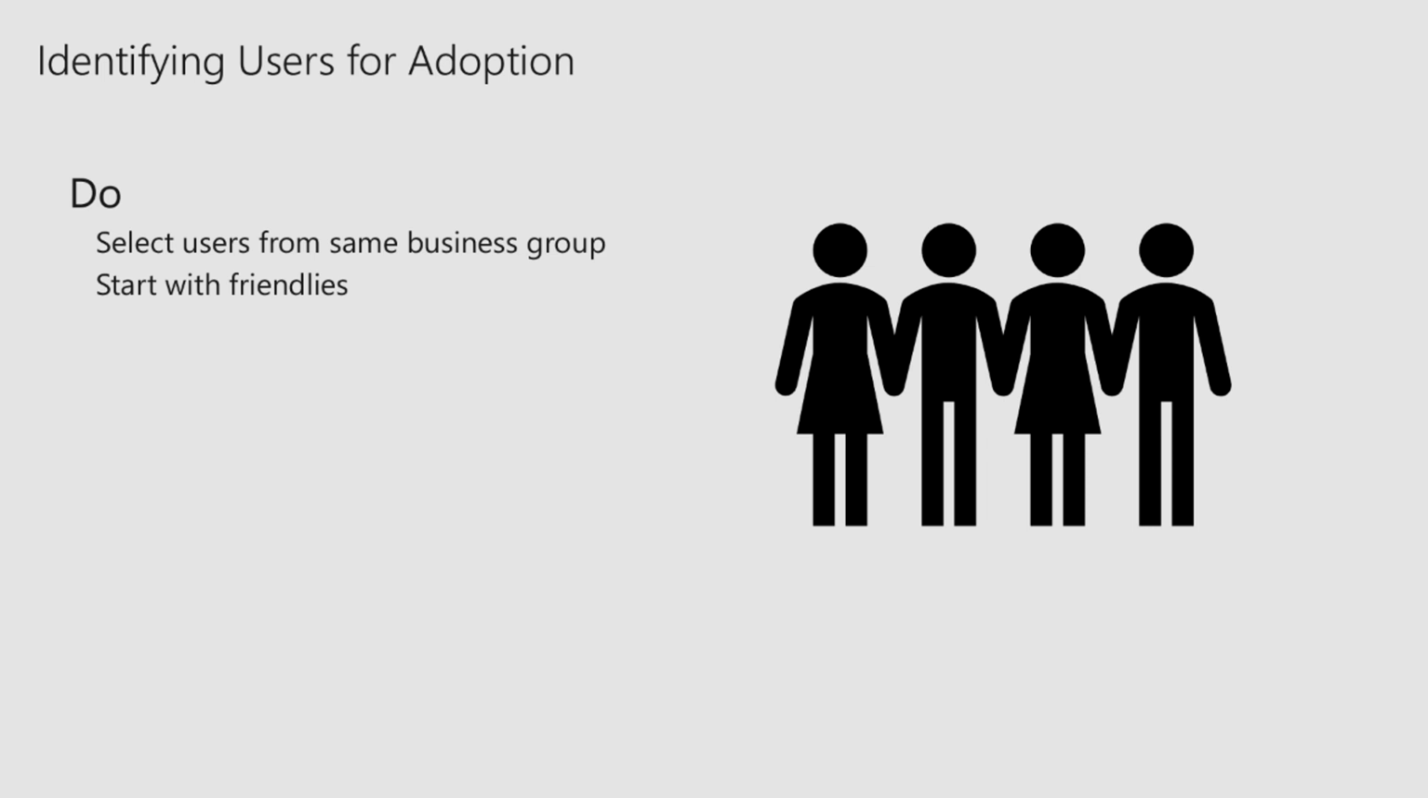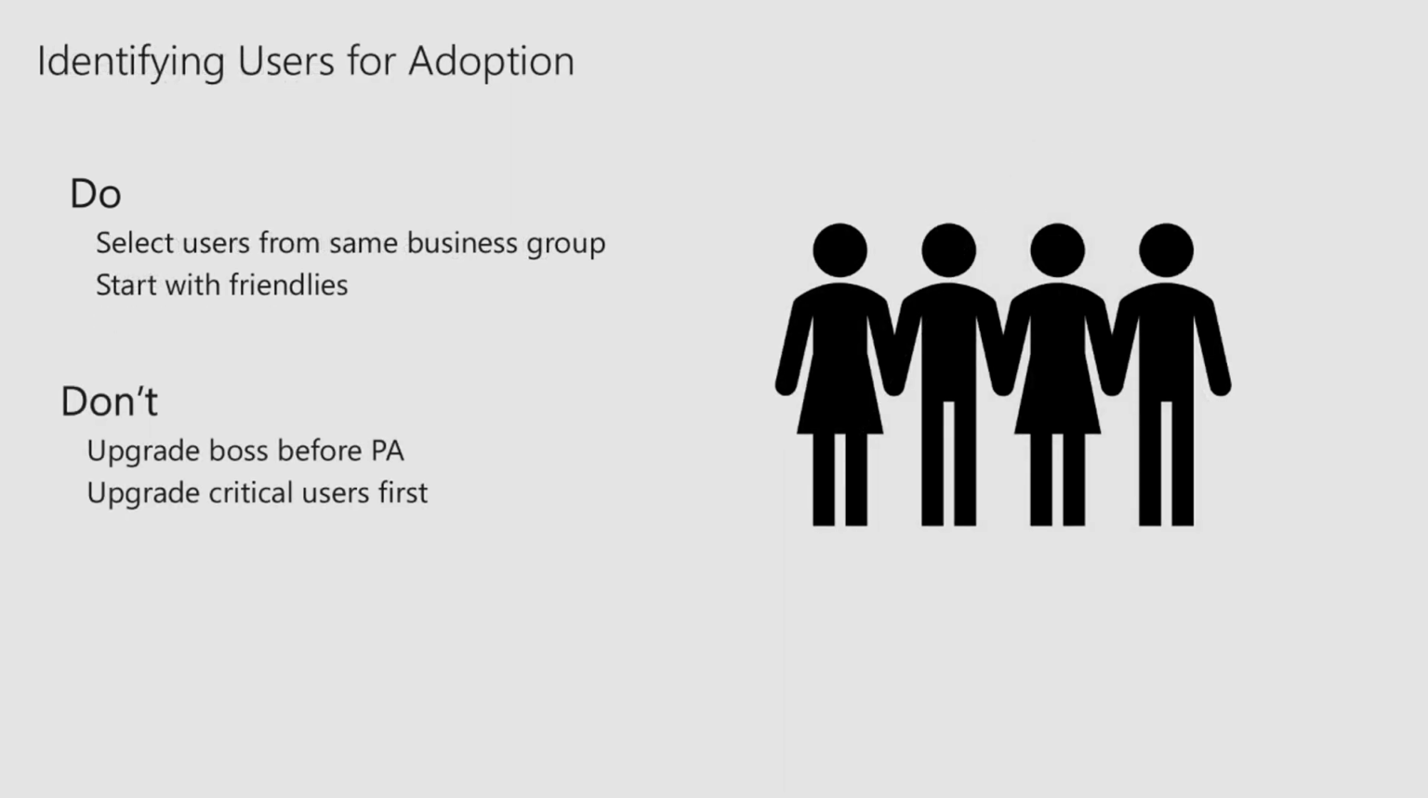And start with friendlies. I'm guessing this is fairly well-worn IT advice, but it bears repeating. Start with someone who wants to have some change, who can see the upside. Don't start with your most difficult users or anything like that. Start with someone who's going to be a success. Use that as a reference to have more success within your business.